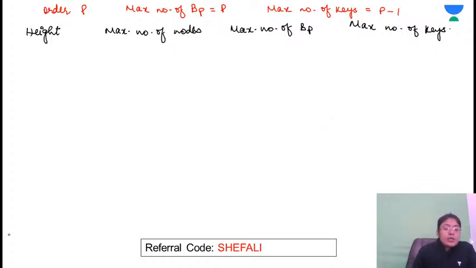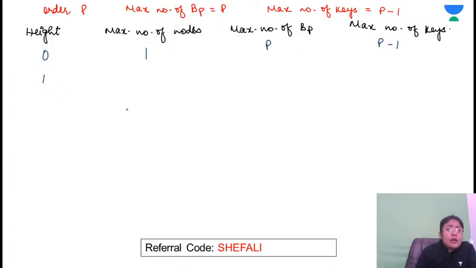So, quickly find out this one. I guess now you are comfortable with this concept. Find it quickly. Root means height 0. If they are asking for the maximum number of nodes, how many nodes can there be at the root level? Maximum 1 node, that is the root node. How many block pointers will there be at maximum? Whatever is the maximum capacity. Maximum number of keys will be p minus 1.